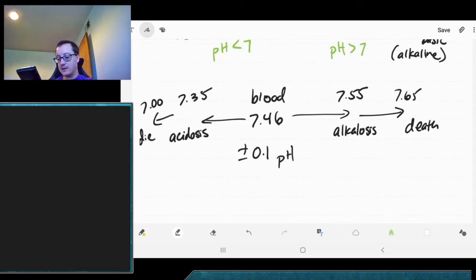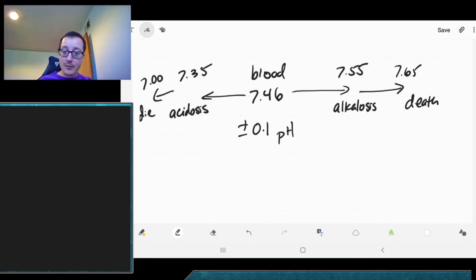0.1 pH unit, let's see what that's going to be, is about 0.8 times as acidic or basic as your blood. So it's a relatively large difference, and that's enough to kill you.